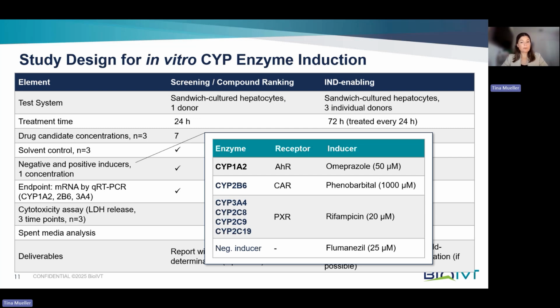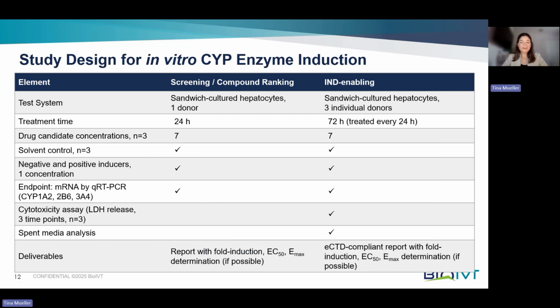So we have omeprazole at 50 micromolar for CYP1A2, so the AHR receptor. For CAR and 2B6, phenobarbital is used at 1000 micromolar. And rifampicin is the typical inducer for PXR and CYP3A4, as well as the 2Cs. The negative inducer is flumazenil at 25 micromolar.